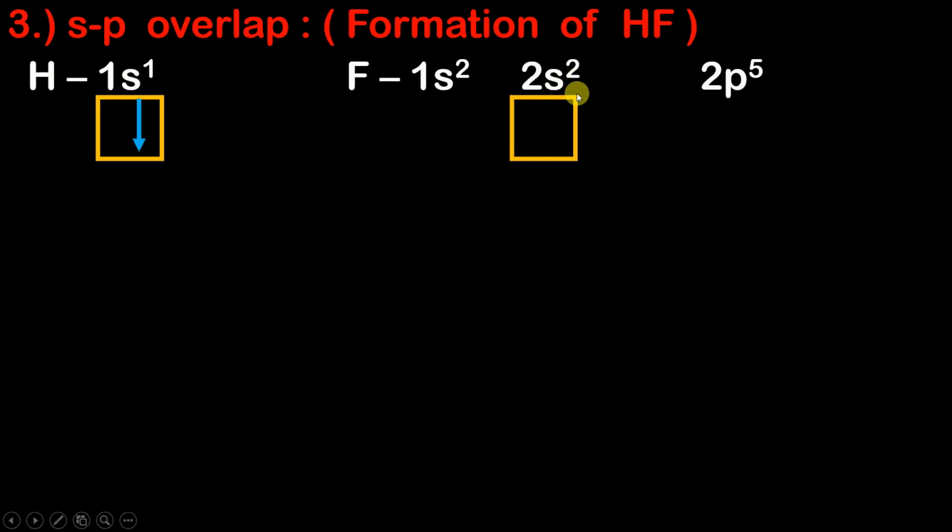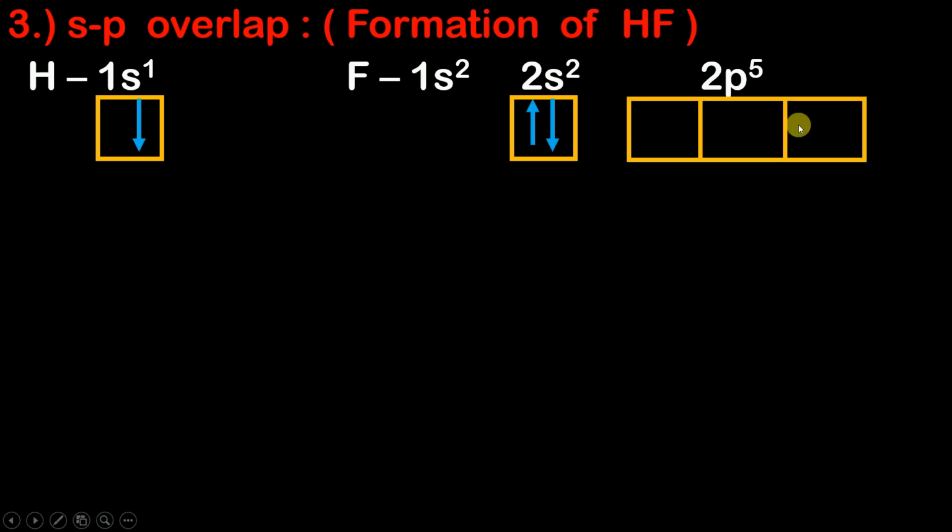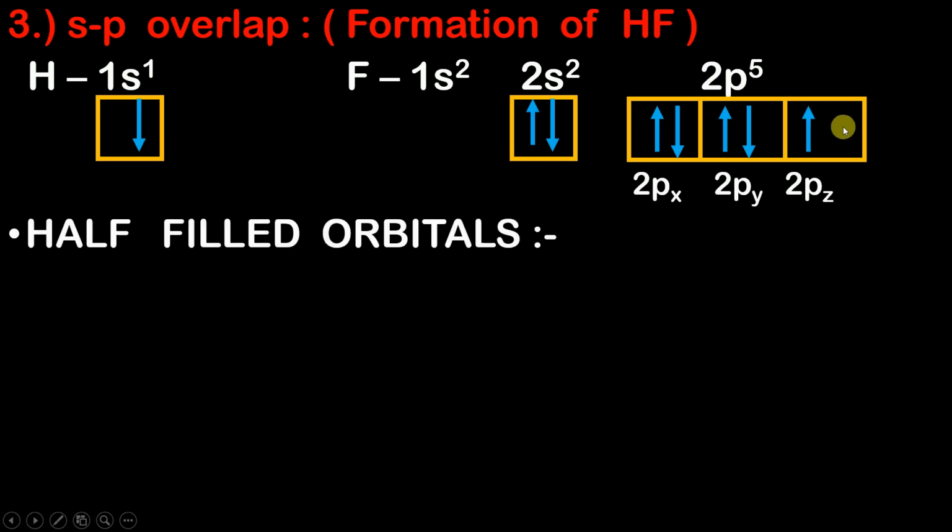So let us draw first 2s2. In 2s2 there are 2 electrons present, and in 2p5 there are 5 electrons present. So 3, 4 and 5. So guys, as you can see over here, can I say that in this hydrogen atom 1s1 is incompletely filled, and this 2pz is also incompletely filled. Now let us check whether they are half-filled orbitals. Yes, they are half-filled orbitals. Hydrogen has 1s1 half-filled orbital, and fluorine has 2pz half-filled orbital.